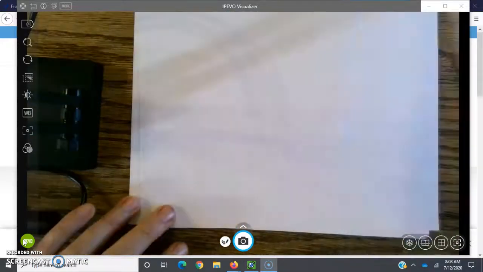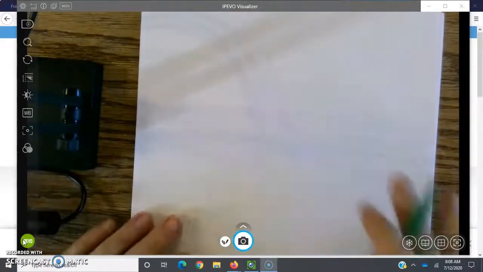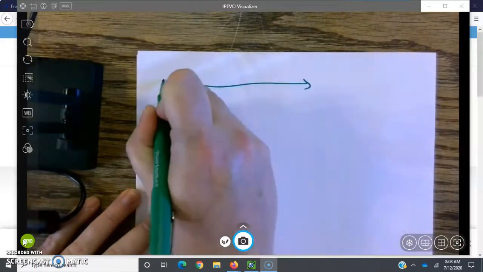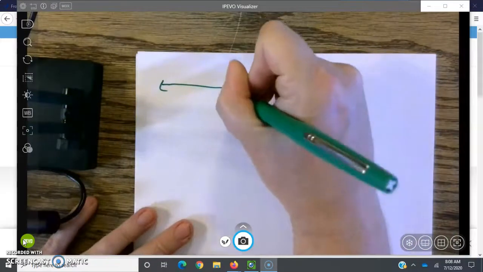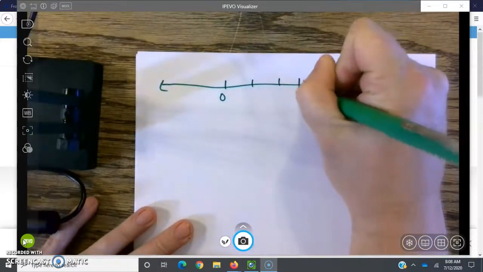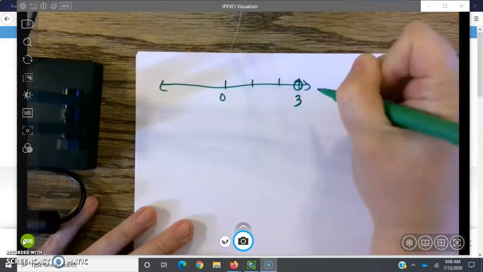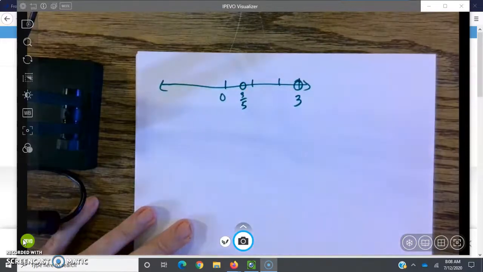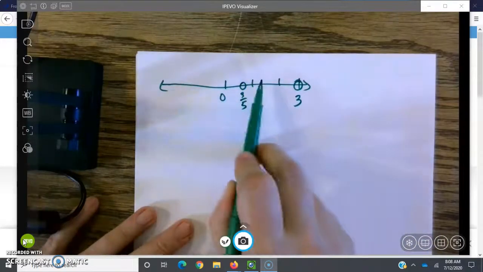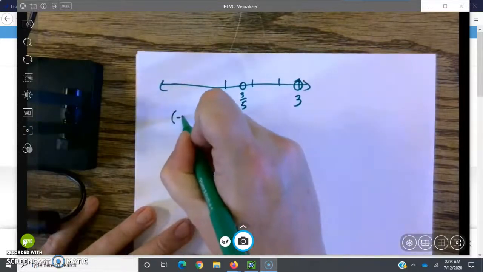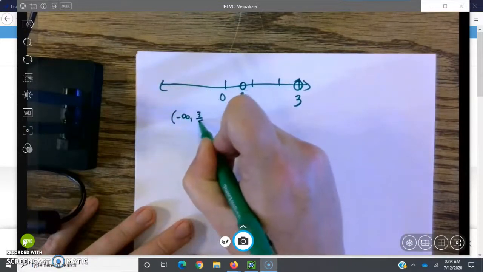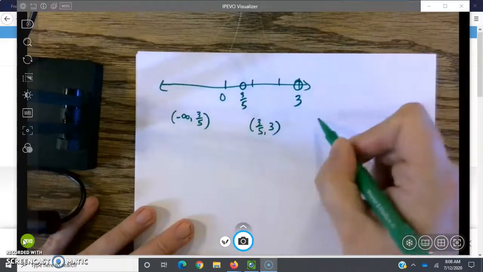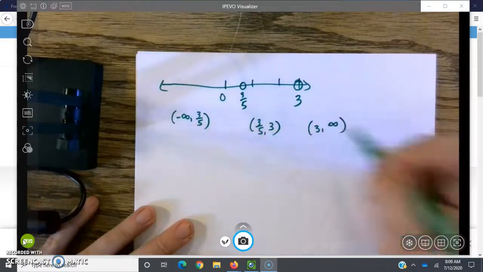All right, so imagine now that we have this number line. Let's start on a new page. Okay, so we have a number line now. It's a little wonky. It says 0, 1, 2, 3. So we have an open circle on 3. We have an open circle somewhere here at 3/5. And now we've divided this into 3 regions. So this region is negative infinity up to 3/5. Between the two is 3/5 to 3, and beyond would be 3 to infinity.